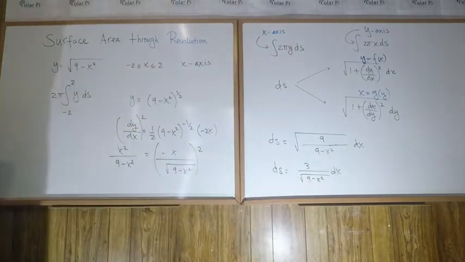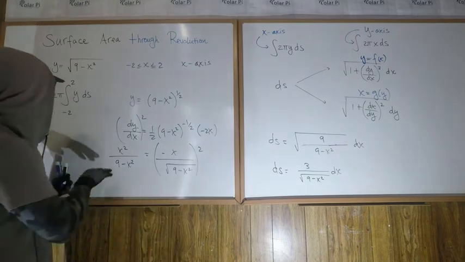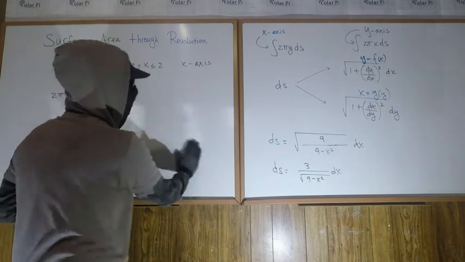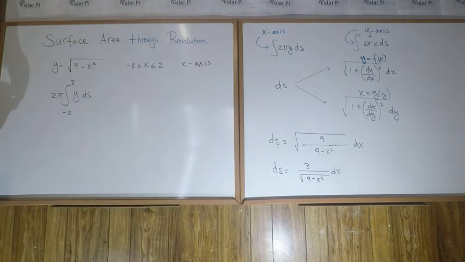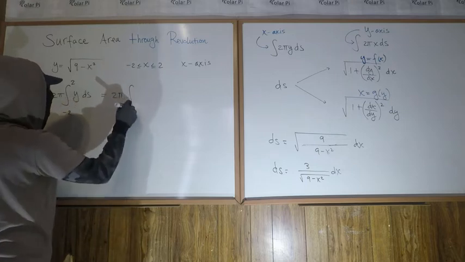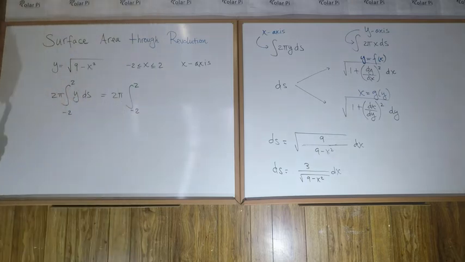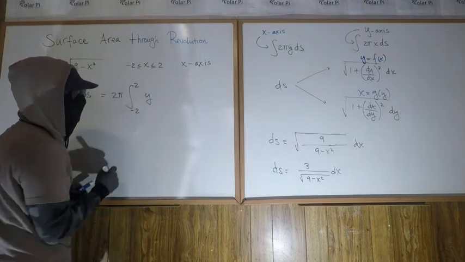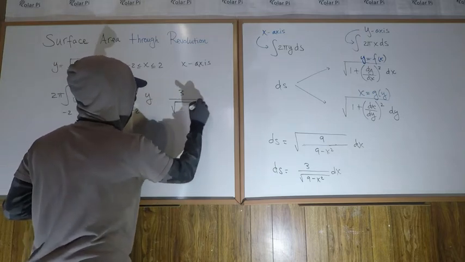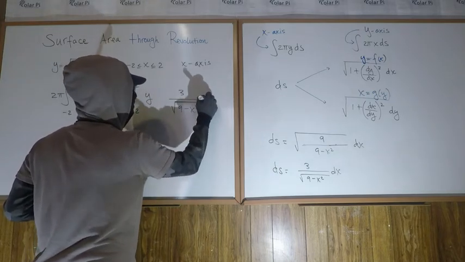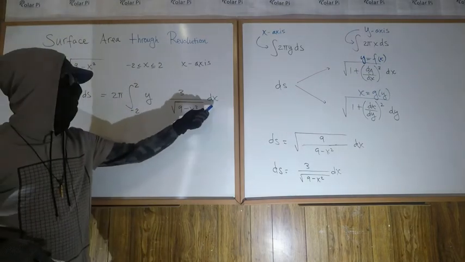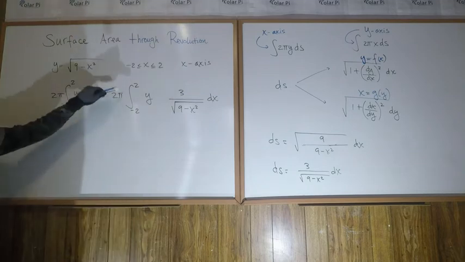So we come back, I don't need this, and now we need to put ds right there. We've now got 2 pi, and then the integral from negative 2 to 2 of y, and then ds, which is 3 over the square root of 9 minus x squared, and then dx at the very end. Now we're integrating with respect to x. The dx lets us know that, and also our limits.